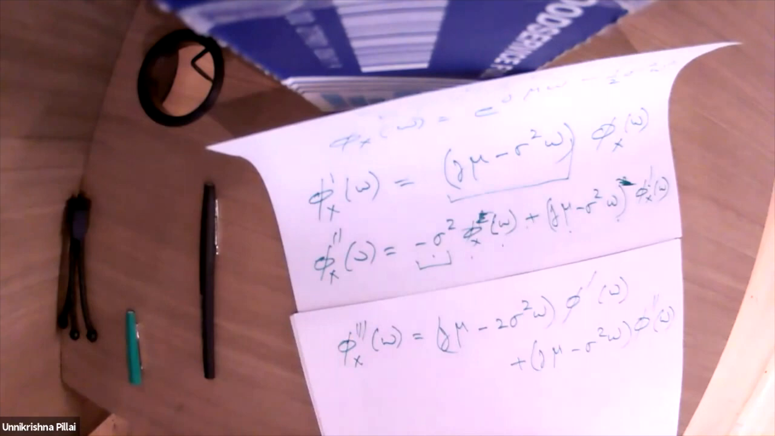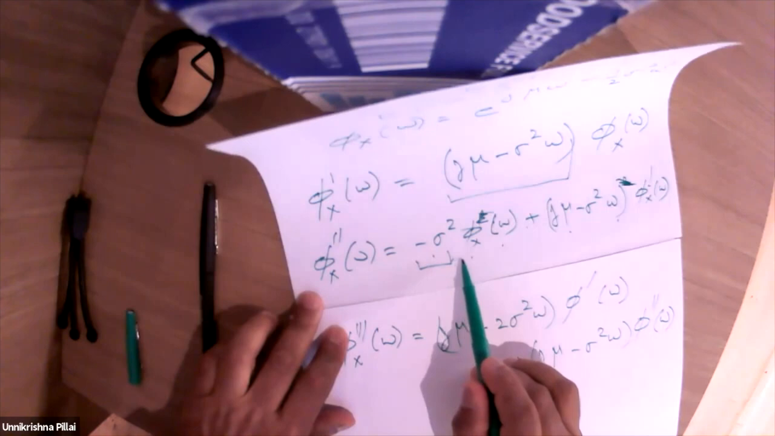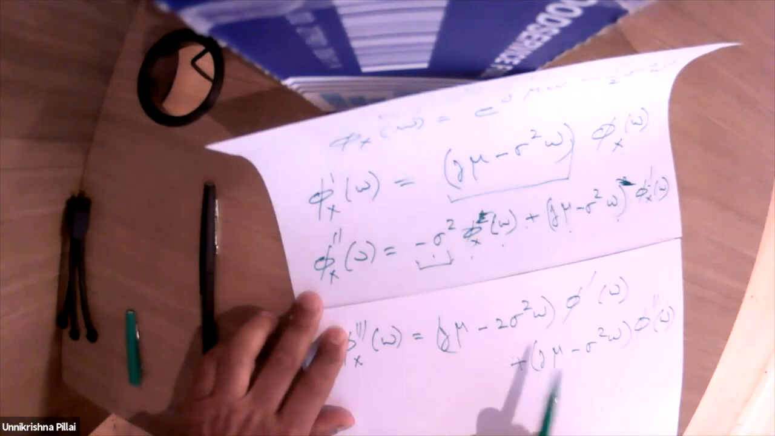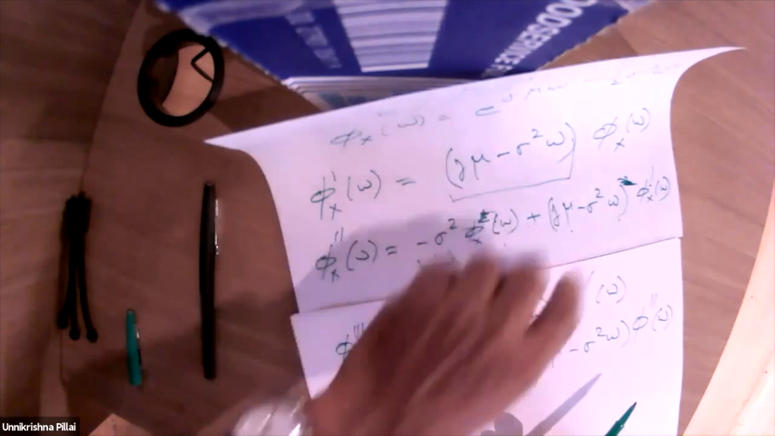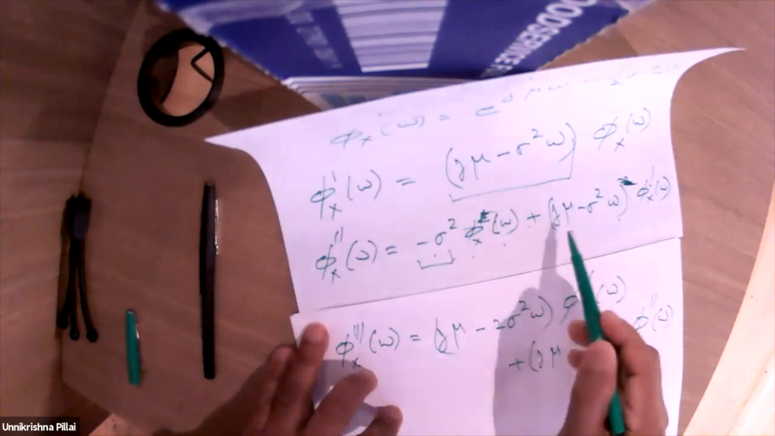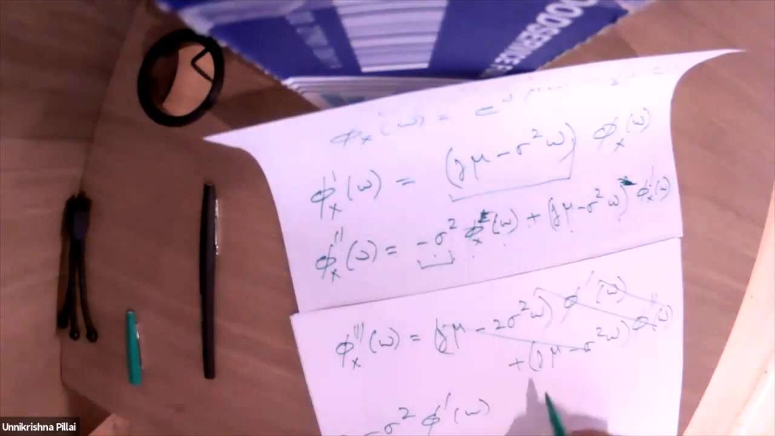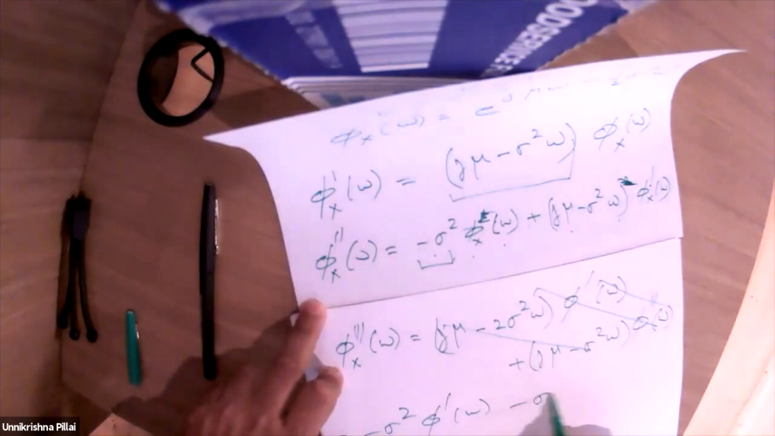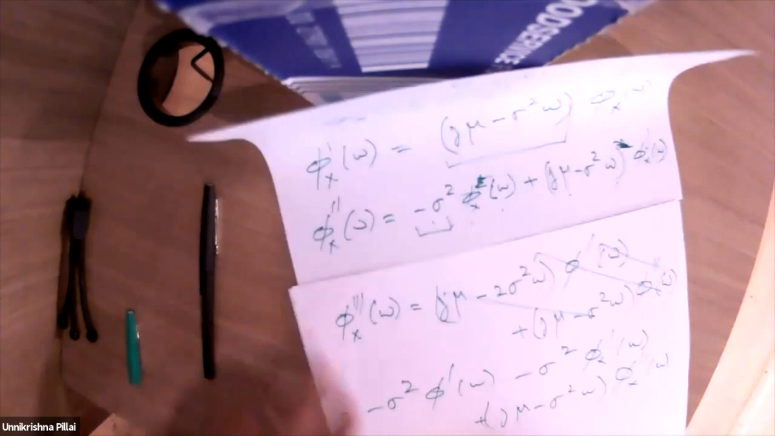See, the derivative of this is minus sigma squared phi prime, plus the derivative of this quantity. So let me write it here. Minus sigma squared phi prime, plus the derivative of this, which you have to do in two steps. That's going to be the derivative of this quantity, which is minus sigma squared phi prime, right? And plus j omega minus sigma squared omega phi double prime. So let me write it up, then you see whether you agree or not.